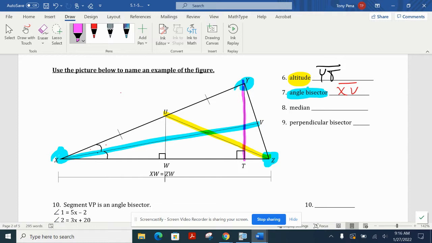Well, good. The yellow one. Because the reason we know that, see these tick marks right here? That's telling us that this segment and this segment are congruent. That means this is the midpoint. So the yellow one is the one that falls right on that midpoint. The yellow segment is UZ. So we would just write the segment UZ.